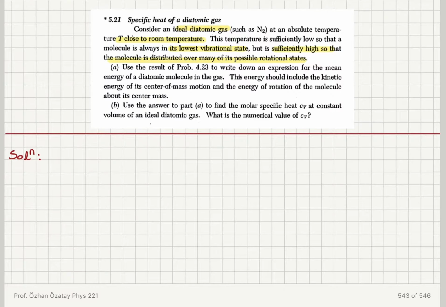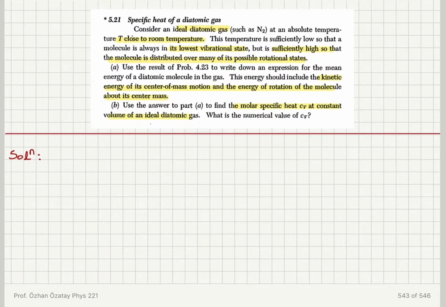Use the result of problem 4.23 to write down an expression for the mean energy of a diatomic molecule in the gas. This energy should include the kinetic energy of its center of mass motion and the energy of rotation of the molecule about its center of mass, and use this answer to find the molar specific heat at constant volume of an ideal diatomic gas. What is the numerical value?